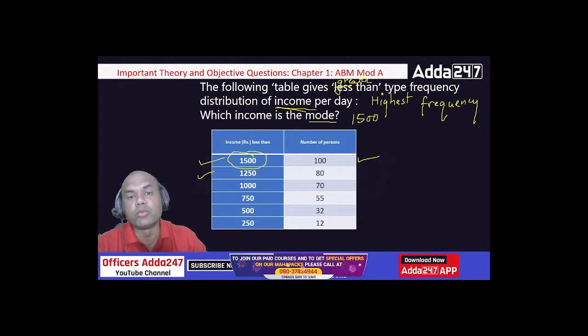Remember, mean, mode, median, very important terms in your statistics. Okay, we'll solve them one by one today. Right now we are solving mode only. Okay.